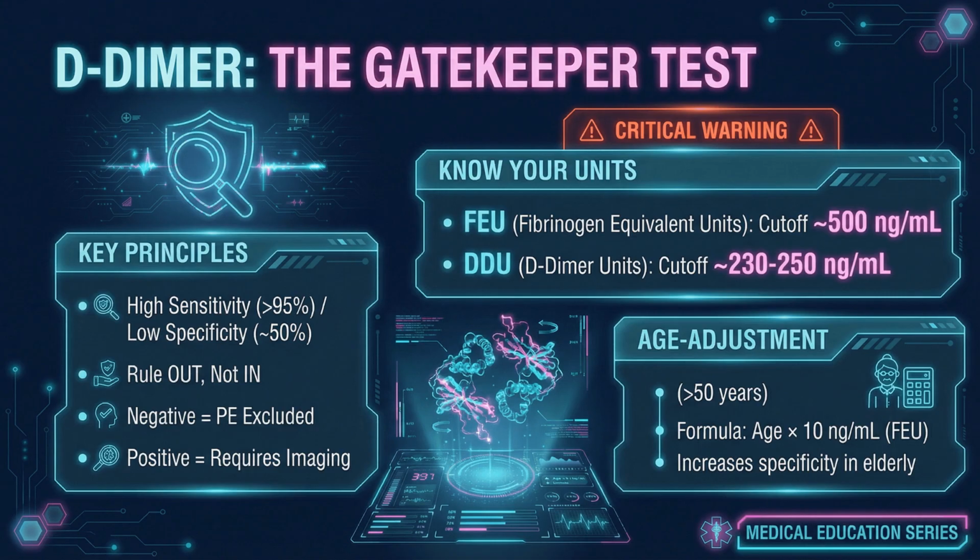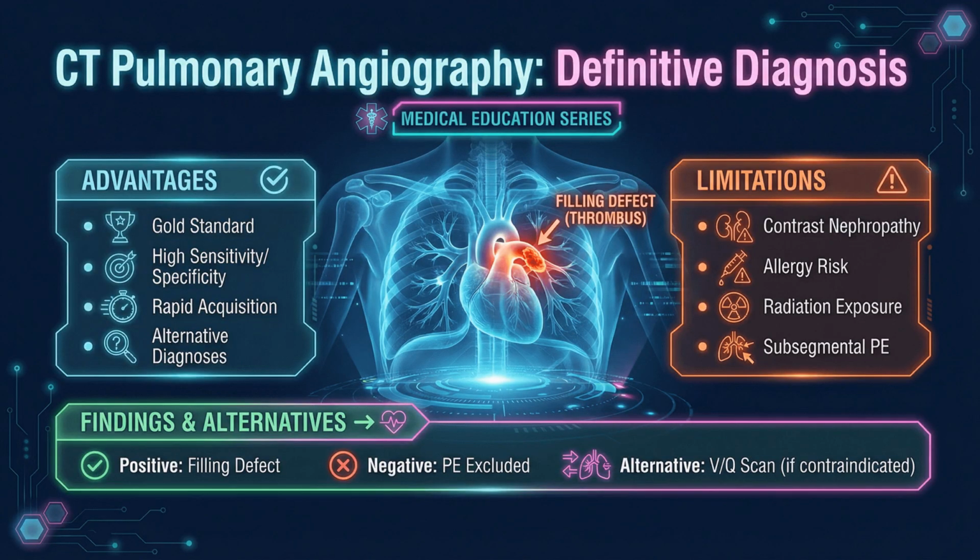In summary, the D-dimer is a powerful tool to safely exclude PE when negative, but it's not diagnostic on its own. Always interpret it within the clinical context and remember the importance of units and age-adjusted thresholds. Now let's focus on CT pulmonary angiography, or CTPA, which is considered the gold standard for diagnosing acute pulmonary embolism.